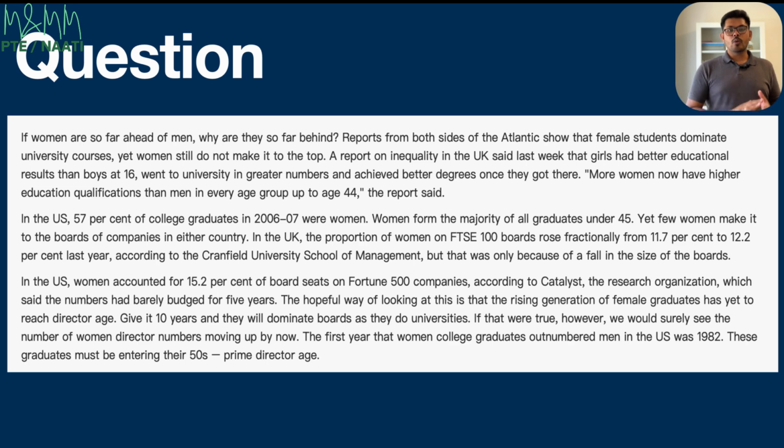Now, let us go back and read the second paragraph. Again, in the second paragraph, the first sentence is about US college graduates in a specific year. So that is an example. Okay. Then again, they are targeting a specific age. Again, an example. But the line after that, the third sentence, yet few women make it to the boards of companies in either country. Now, if you feel the full sentence is not a main idea, but some part of it is a main idea, write down that part of it.